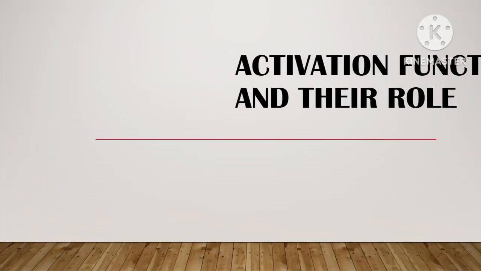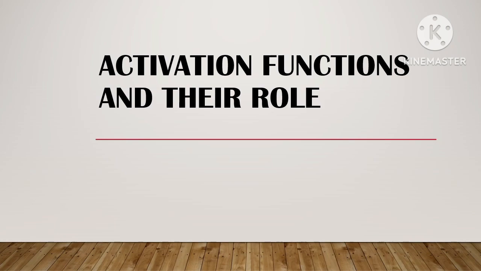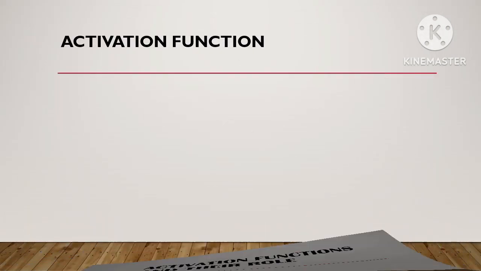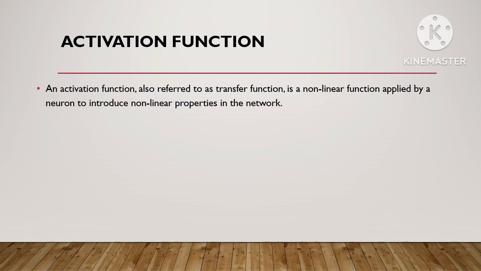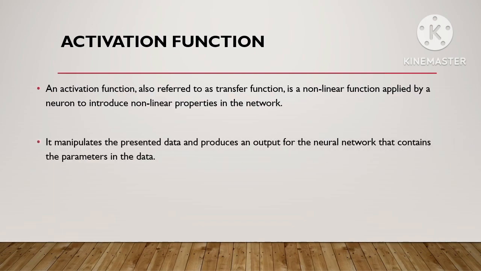We'll be looking at the activation functions and their role as applied in neural networks. So what is an activation function? An activation function, also referred to as a transfer function, is a nonlinear function applied to a neuron to introduce nonlinear properties in the network. It manipulates the presented data and produces an output for the neural network that contains the parameters in the data.